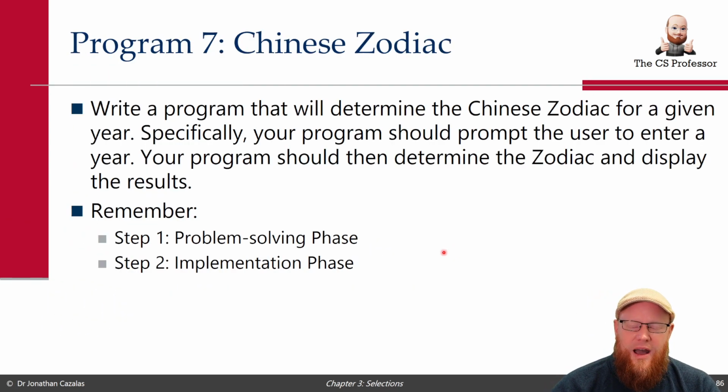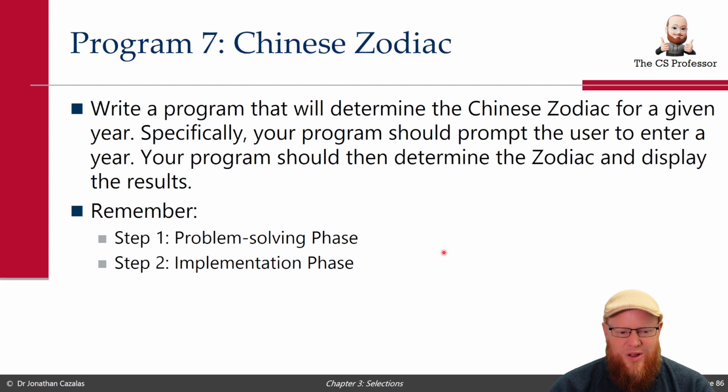So the example that I've seen in many textbooks, I don't know why, maybe publishers are excited about the Chinese zodiac. I remember seeing this only at restaurants growing up, right in front of you next to your plate, the zodiac, and you go read, oh, I was born in the year of the tiger, or what have you. So this says, write a program that will determine the Chinese zodiac for a given year. Specifically, your program should prompt the user to enter a year. The program should then determine the zodiac and display the results.